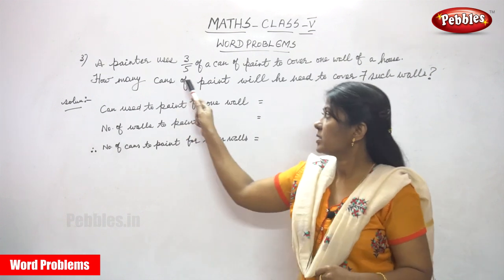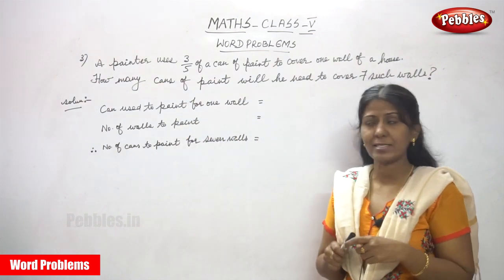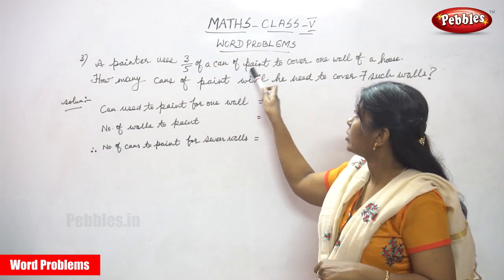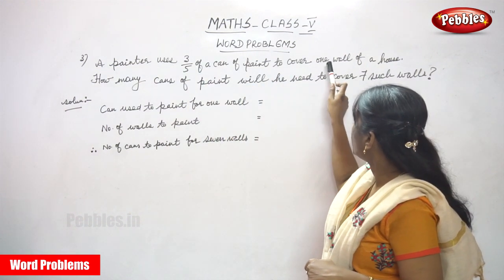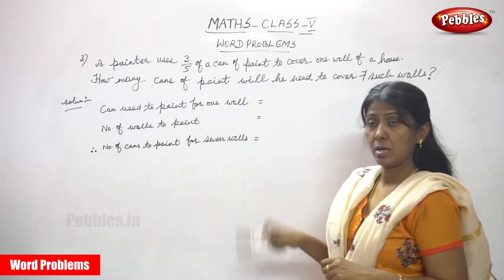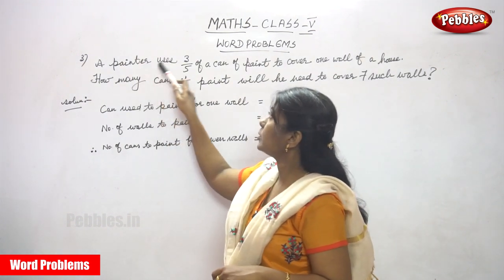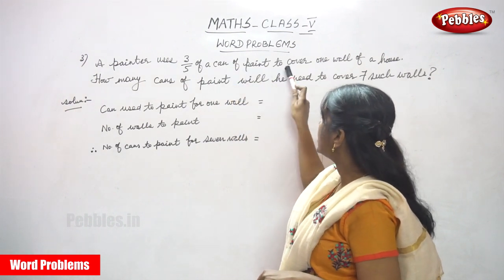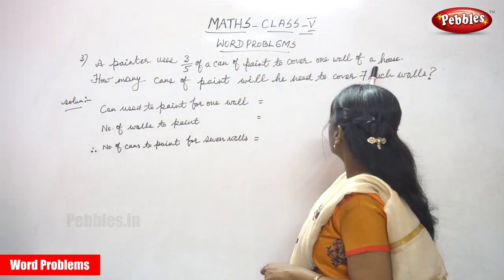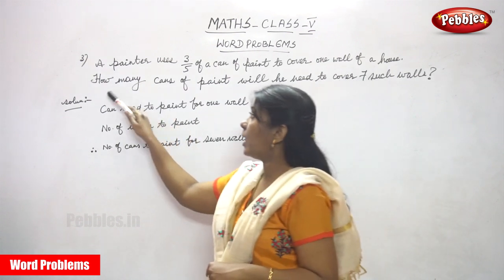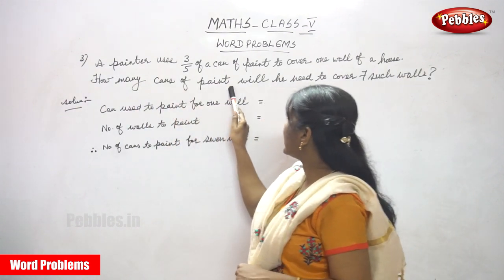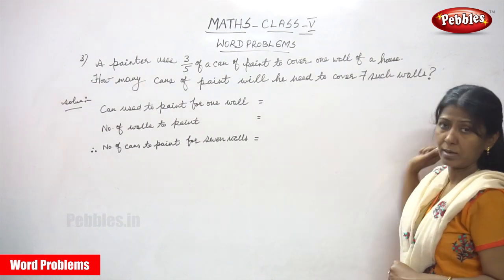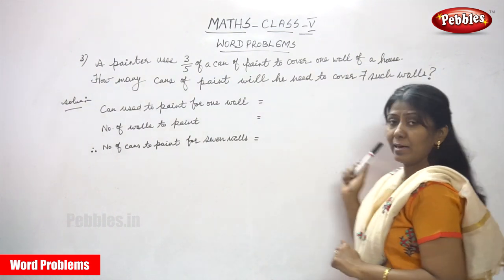Okay, look at the question. Now we are going to solve the third sum. A painter uses 3 by 5 of a can of paint to cover one wall of a house. Next, how many cans of paint will he need to cover 7 such walls? 7 such walls.